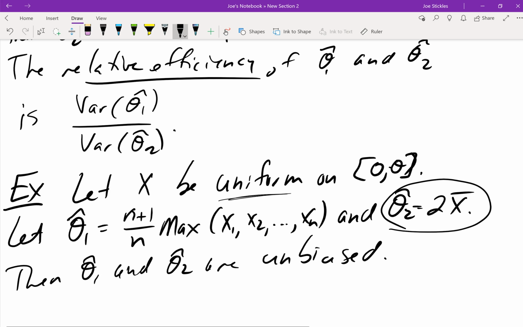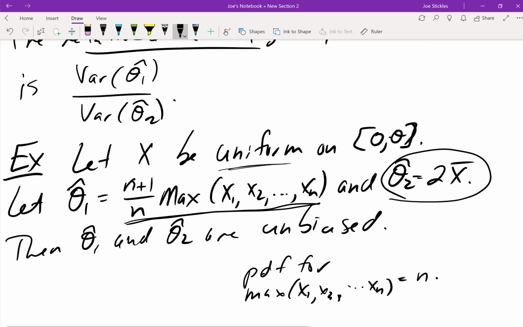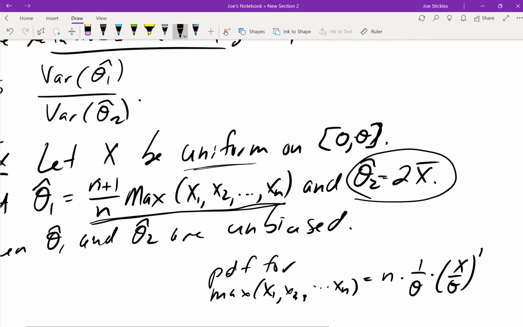The mean of the distribution is theta over 2, so the mean of the sample means will be theta over 2, so the expected value of 2 times the sample mean is theta. Okay, so that one's not hard. This one requires, of course, a little bit more work. It might be helpful to remember the PDF for the maximum, which will be n times 1 over theta times x over theta to the n minus 1.